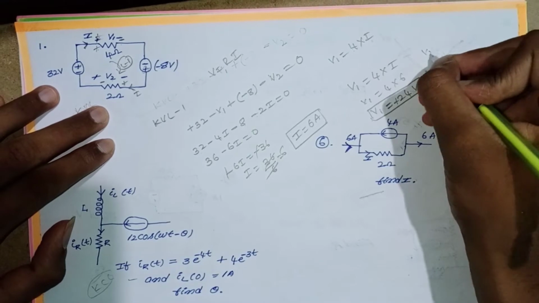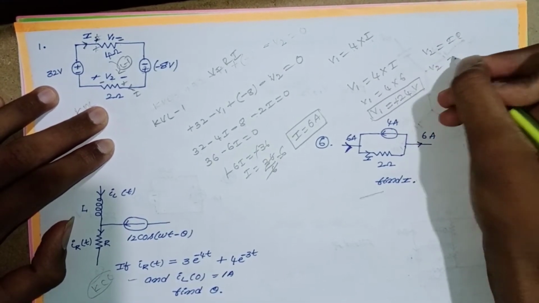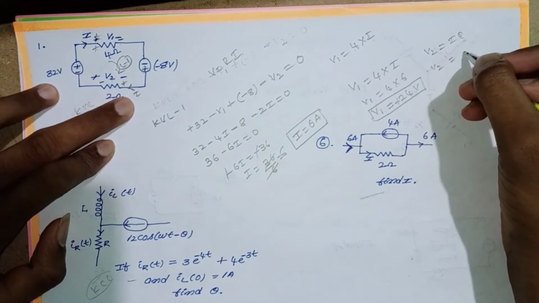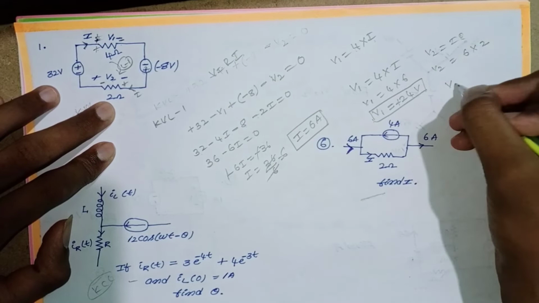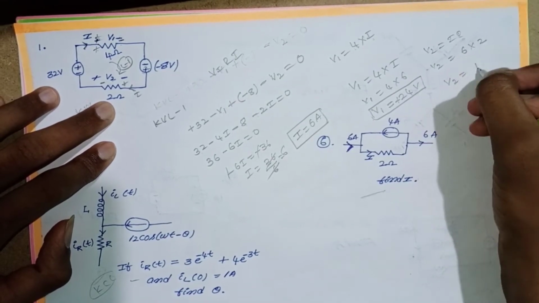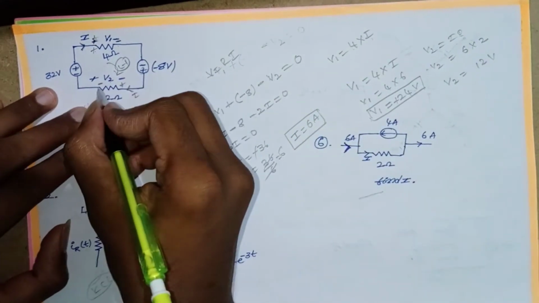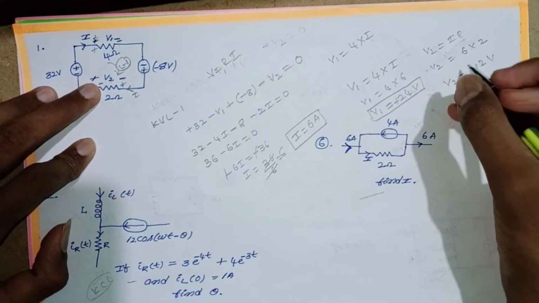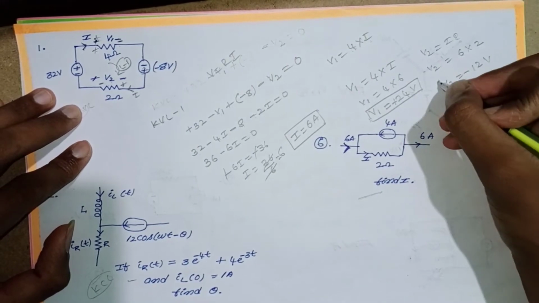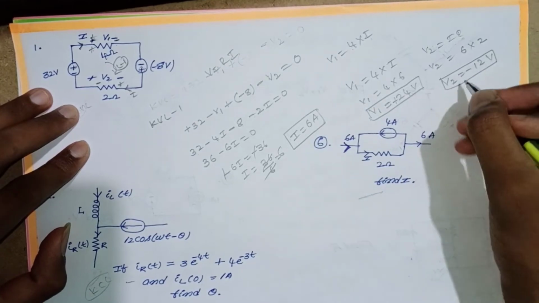Then V2 is equal to I into R. V2 is equal to I is 6 into R is 2. V2 is equal to 6 twos are 12 volt. Do we put positive or negative? Compare this sign. Minus, minus. So this is the opposite sign. We put a negative sign. This is the answer for this question.